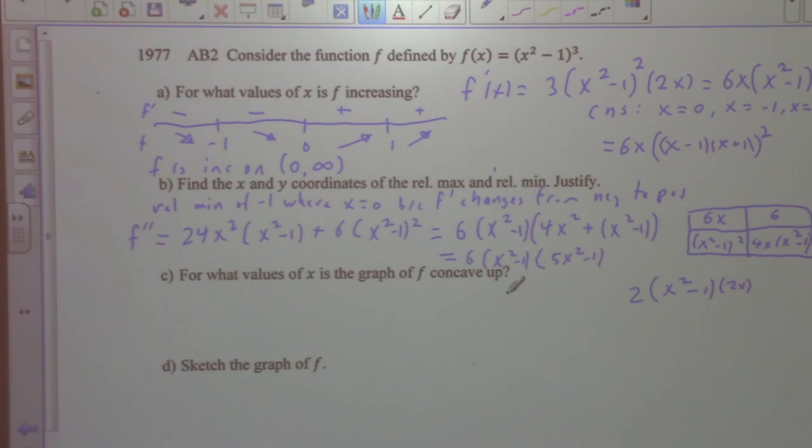And so now you take your critical numbers out of this. What are you going to have for that? You're going to have x equals negative 1 and 1.